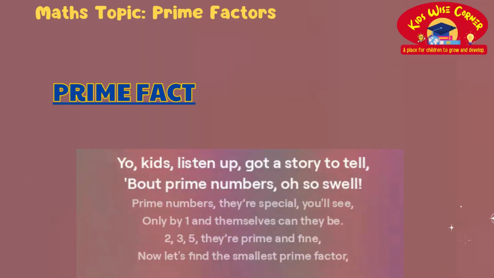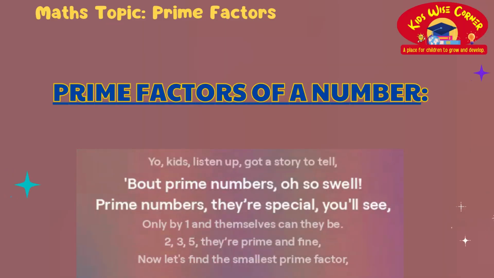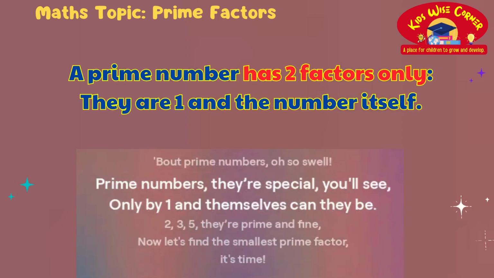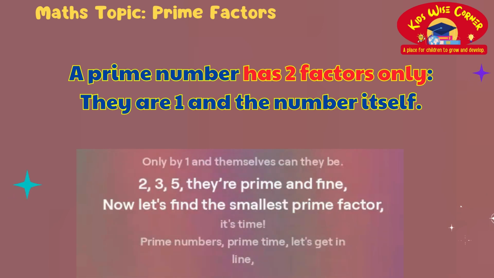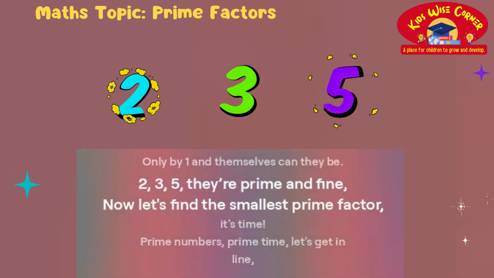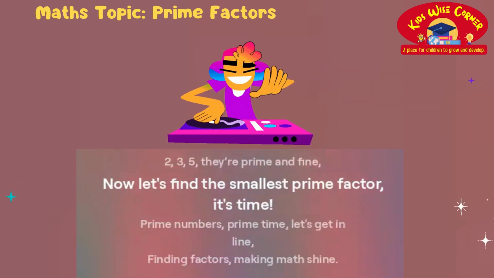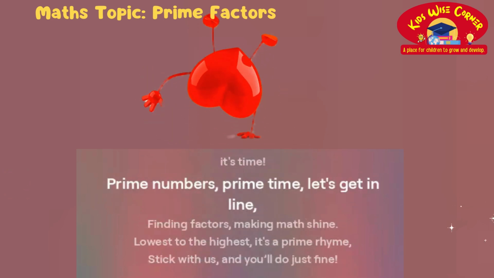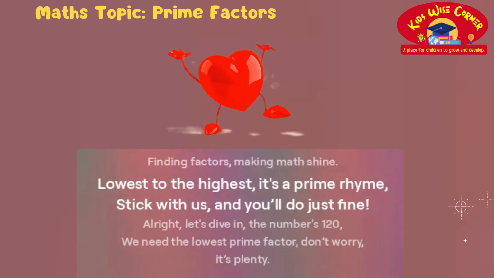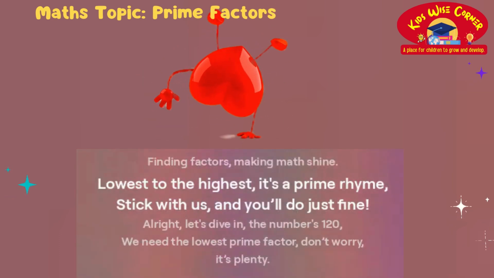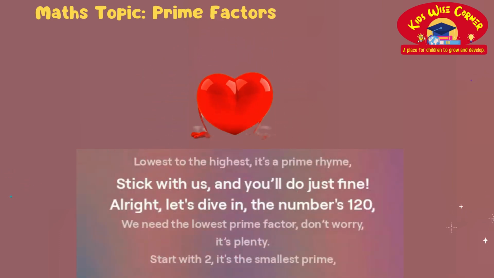Yo, kids, listen, I've got a story to tell about prime numbers, oh so slow. Prime numbers, they're special, you'll see. Only by 1 in themselves can they be. 2, 3, 5, they're prime and fine. Now let's find the smallest prime factor, it's time. Prime numbers, prime time, let's get in line. Finding factors, making math shine. Lowest to the highest, it's a prime rhyme. Stick with us and you'll do just fine.